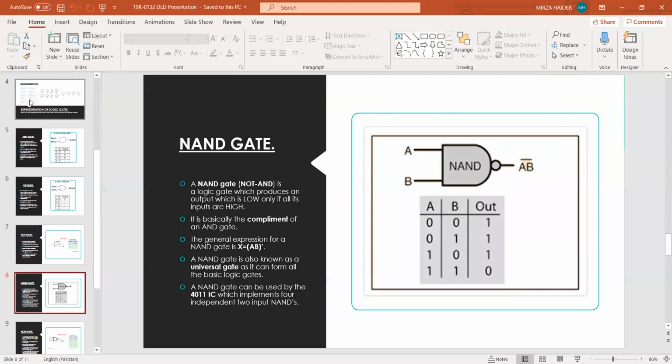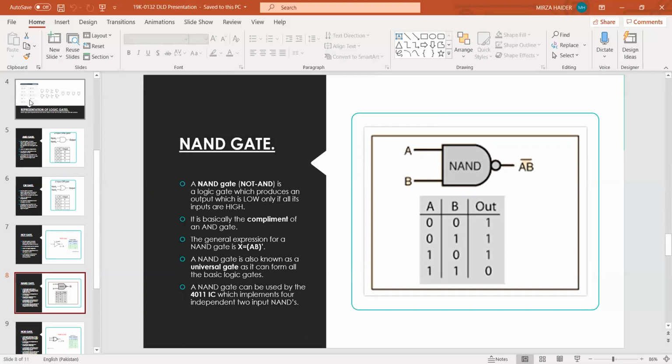So it just basically inverses the state of the bit. The next gate is a NAND gate, or we can say that it is just a NOT gate attached to an AND gate. So a NAND gate, NOT AND, is a logic gate which produces an output which is low only if all its inputs are high. It is basically the complement of an AND gate. The general expression for a NAND gate is X equals A dot B, parenthesis, and then bar.